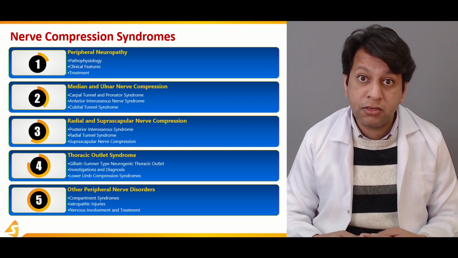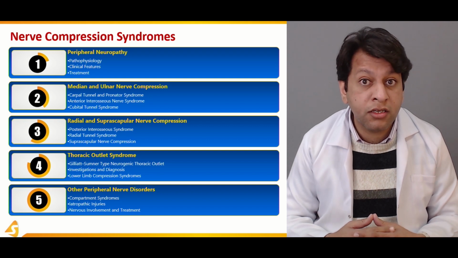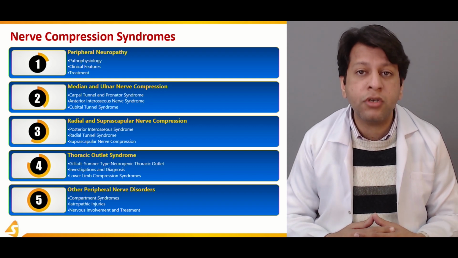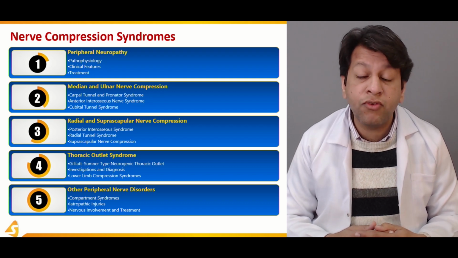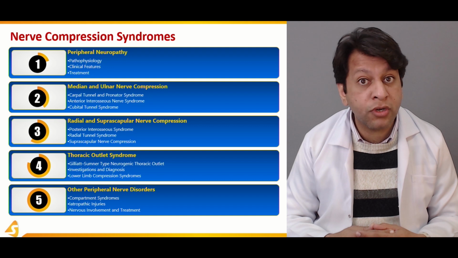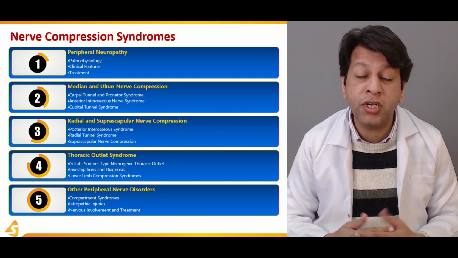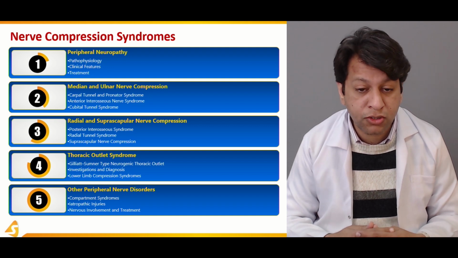In the second section, we will be briefly focusing on the median and ulnar nerve compression as one of the most important nerve injuries which you commonly see in the upper limb and hand. We will be briefly going through the carpal tunnel and pronator syndrome, which are the manifestations of median nerve injury in the forearm and wrist joint.